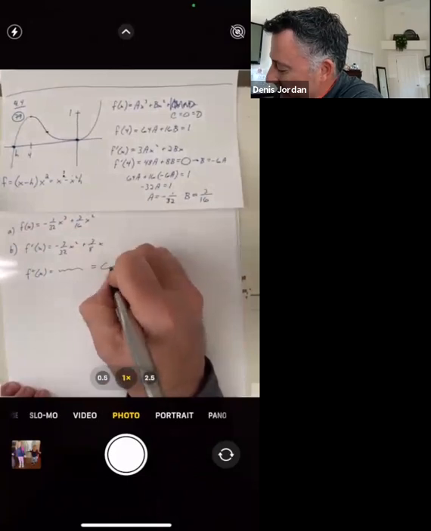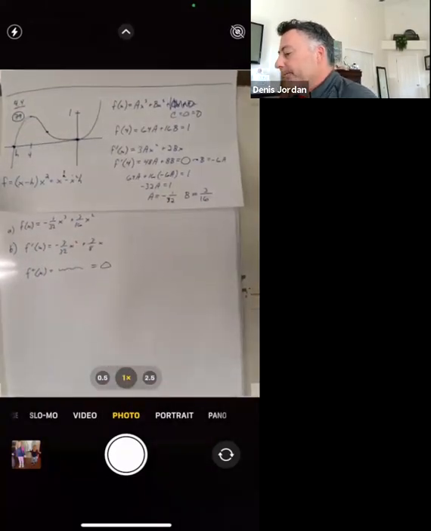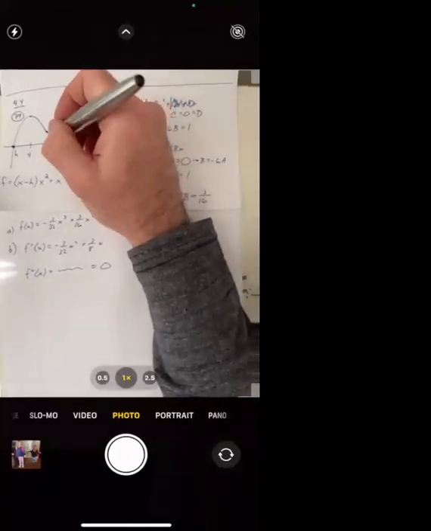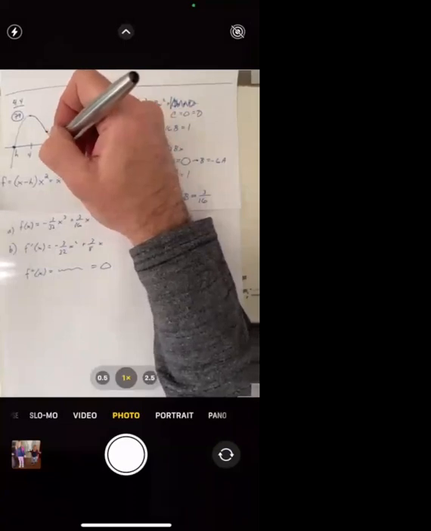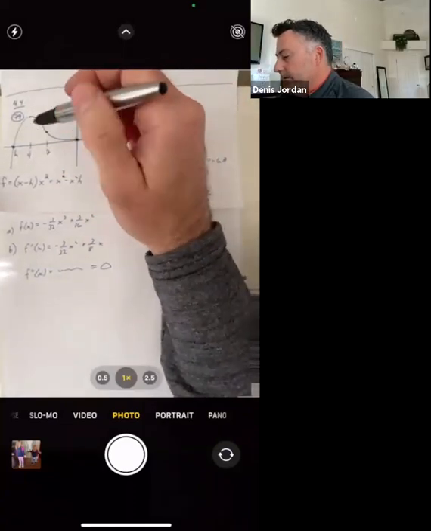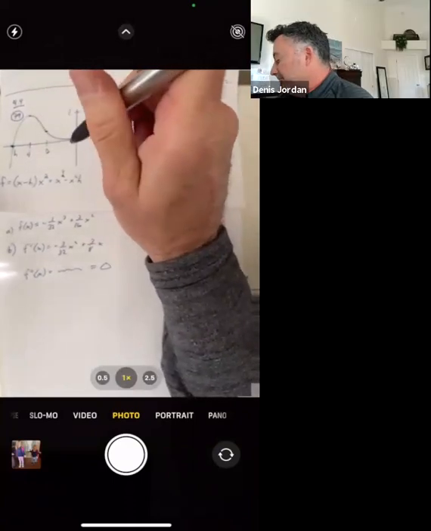Yeah, so then just set that equal to zero. And my guess is that it's going to come out to two, because that's right in between zero and four. Not guaranteed, but a lot of times the questions in the book kind of work that way.